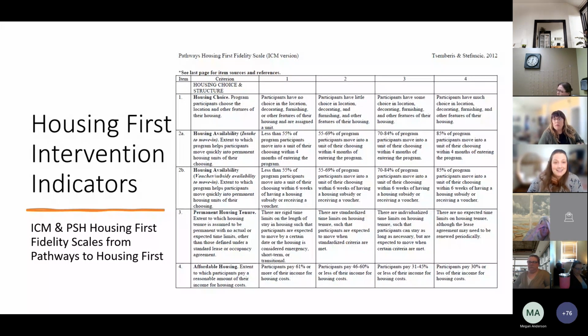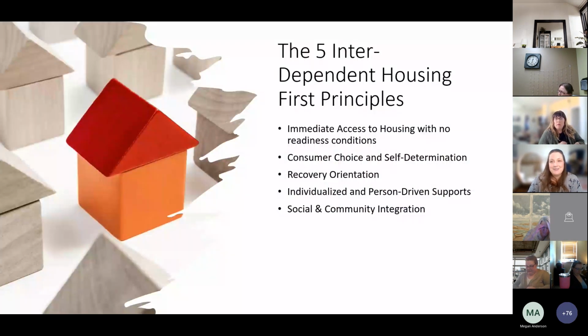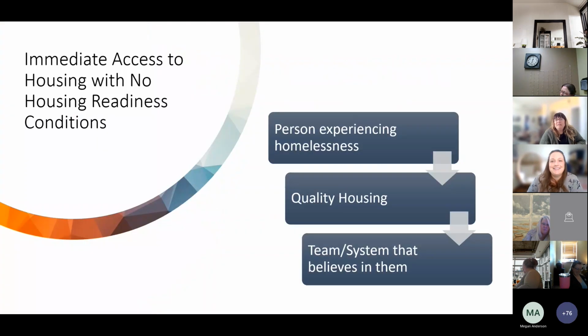And then I wanted to use this piece to talk about the 5 interdependent principles of Housing First. Oh yeah, this is the part where we find out if my video works. Scary. So the first principle is immediate access to housing with no housing readiness conditions. We have the person experiencing homelessness, some quality housing, and a team and a system that believes in them.